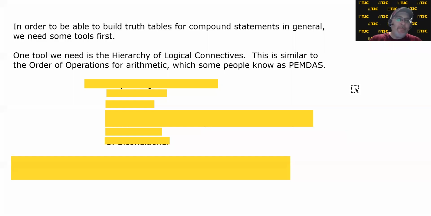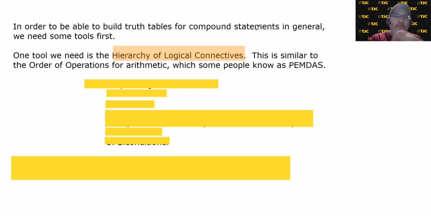All right. As I was saying, we're going to need some tools to build these truth tables. One tool we need is the hierarchy of logical connectives. I think that's worth highlighting. Hierarchy of logical connectives. This will occur over and over as we build truth tables. This is similar to the order of operations for arithmetic, which some people know as PEMDAS, which is just a gimmick for the words parentheses, exponent, multiplication and division, addition and subtraction, the order in which you do arithmetic when you have more than one operation.